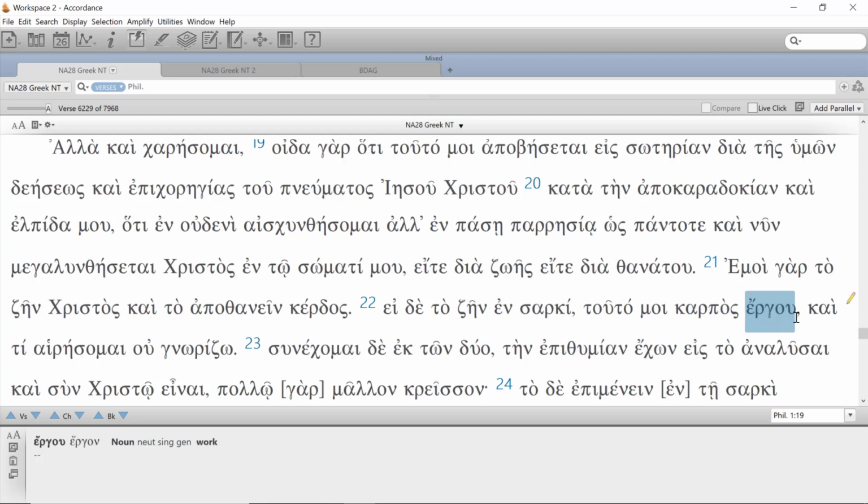We know that the genitive has a lot of possible uses, probably more than 20 different possibilities if we look at all the different nuances. But here the idea seems to be the fruit that results from work.